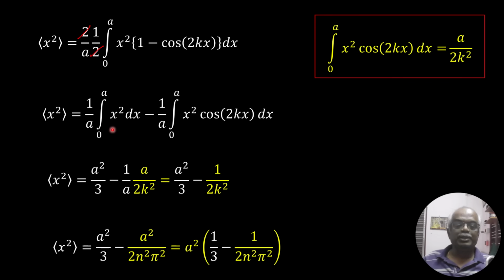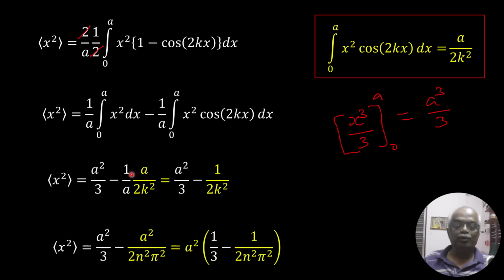Now the first one, if you integrate it, you will get x cubed over 3. If you apply the limit 0 to a, then you will get a cubed over 3. However, there is 1 over a here, which will get cancelled with this a cubed. You will get a squared over 3.